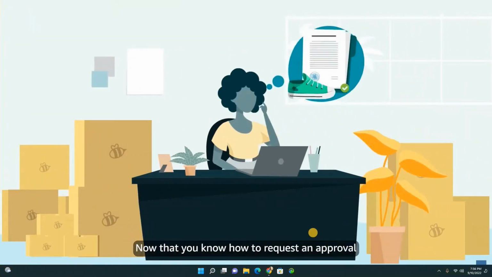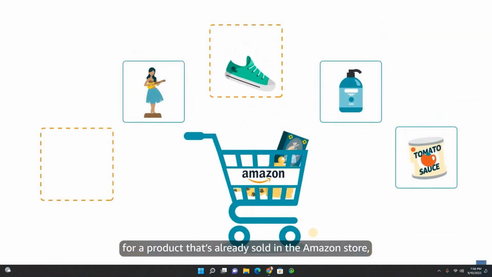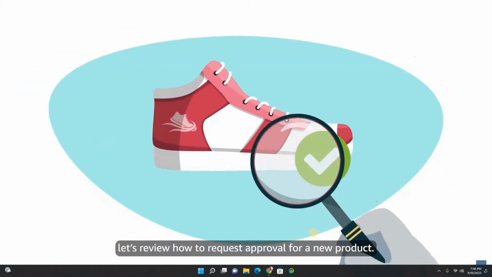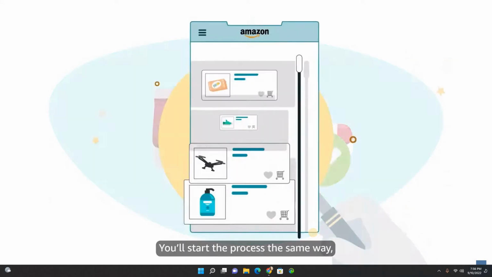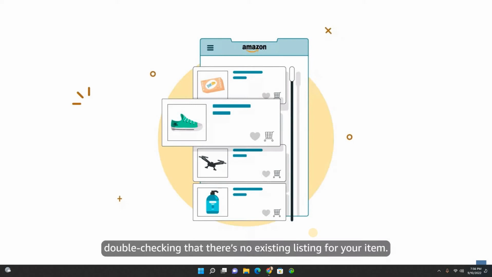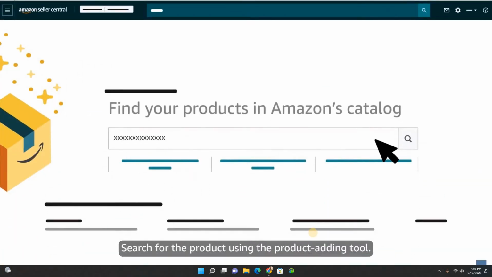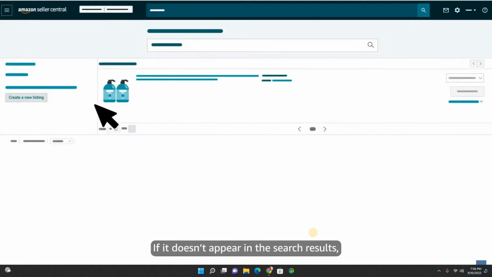Now that you know how to request an approval for a product that's already sold in the Amazon store, let's review how to request approval for a new product. You'll start the process the same way, double-checking that there's no existing listing for your item. Search for the product using the Product Adding tool. If it doesn't appear in the search results, click the Create a New Listing button.